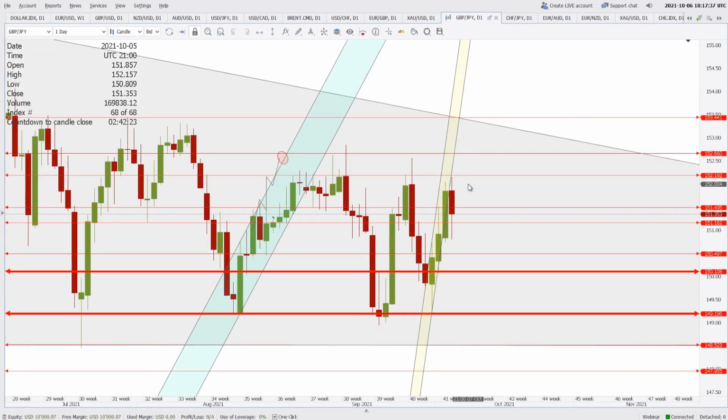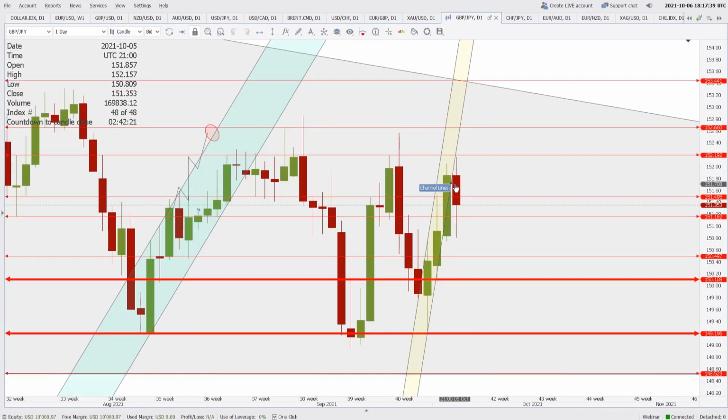GBPJPY is moving in huge swings. High of today was 152.15, low was 150.80. It has tested the support of 151.16 and resistance of almost 152.19. Right now the pair is between the two resistances of 151.49 and 151.16, which is going to be the support and resistance for this.